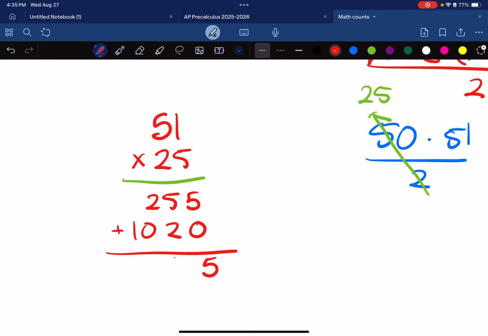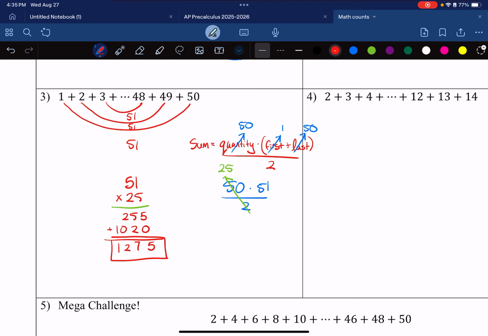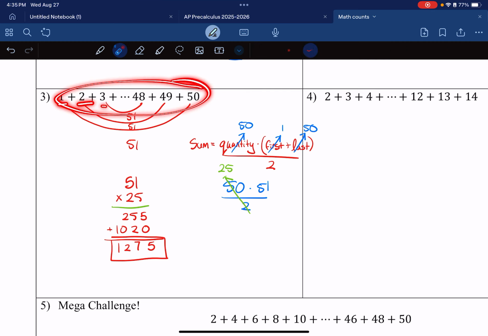5 plus 2 is 7. 2 plus 0 is 2. And then we have the 1. So it's 1,275. That's our final answer. Much, much quicker than adding these manually one at a time, especially when we get really large numbers.